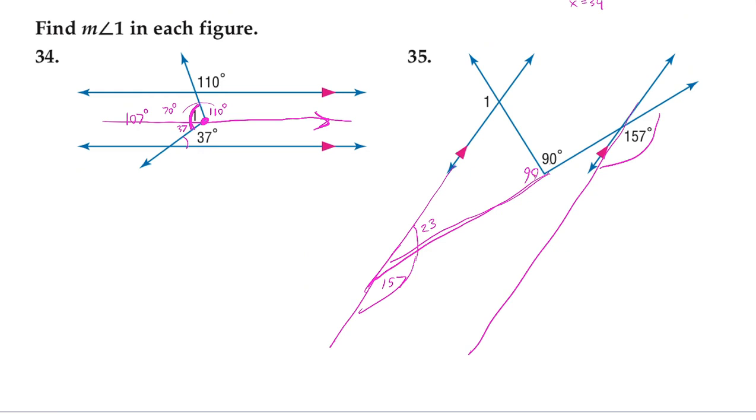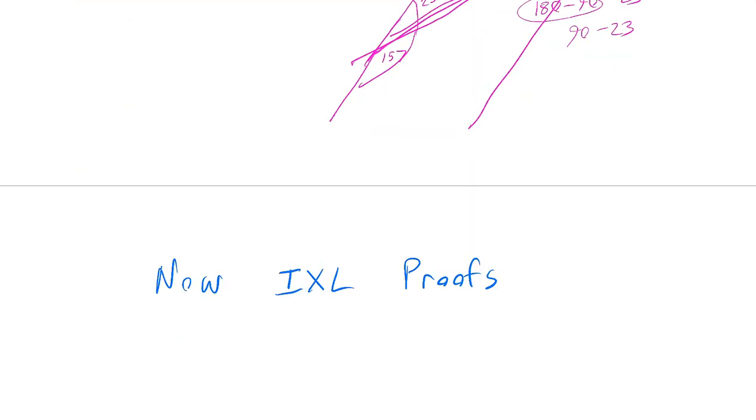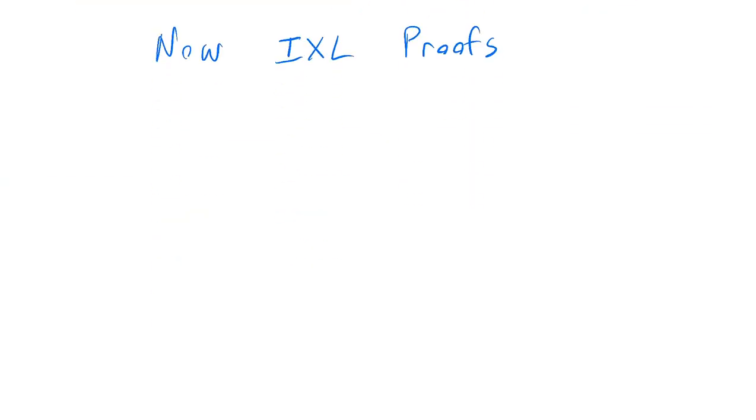23. So then we do a triangle, 90, 23, the leftover of 180 minus 90 minus 23, that's the same as 90 minus 23, that's 67 degrees. And then we go, oh, well then we just do 180 minus 67, and we get 113 degrees for 1. So you can either extend the side, or you could draw that auxiliary line. Two different strategies. Okay, I'm going to stop the video and jump over to IXL proofs.